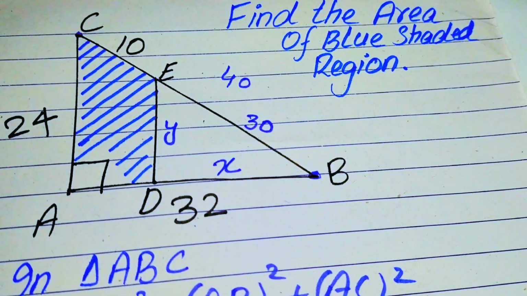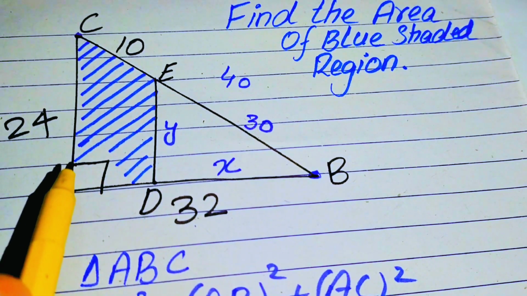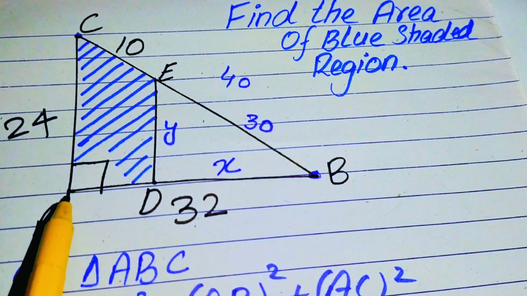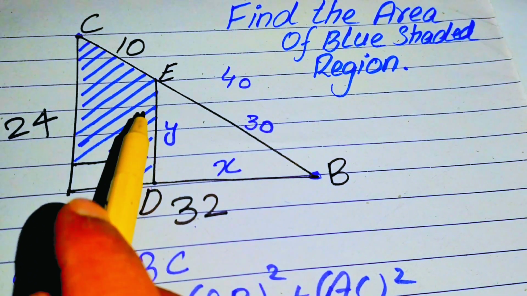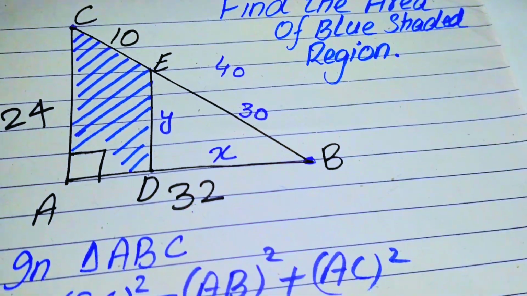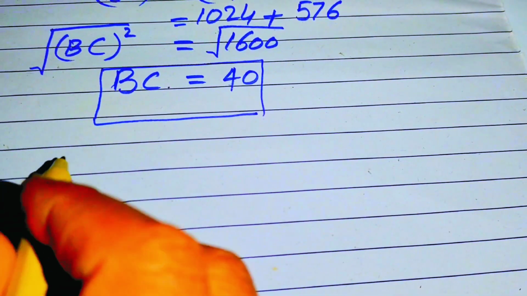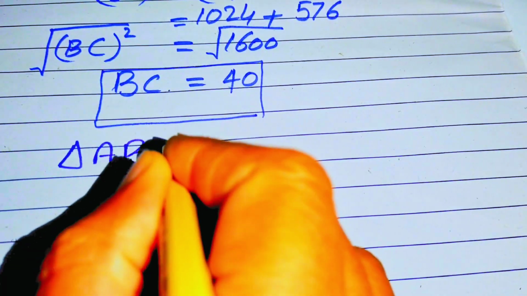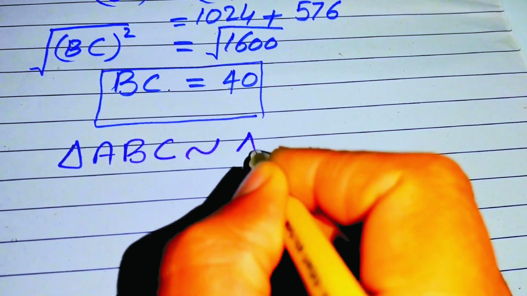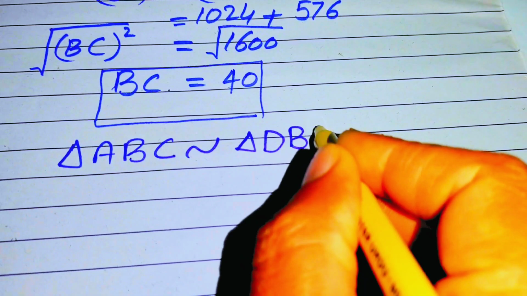Now you focus on this diagram and you see that we have two similar triangles. Our first triangle is ABC and the second triangle is DEB. So here we just write we have two similar triangles. These triangles are ABC is similar to the right triangle DBE.